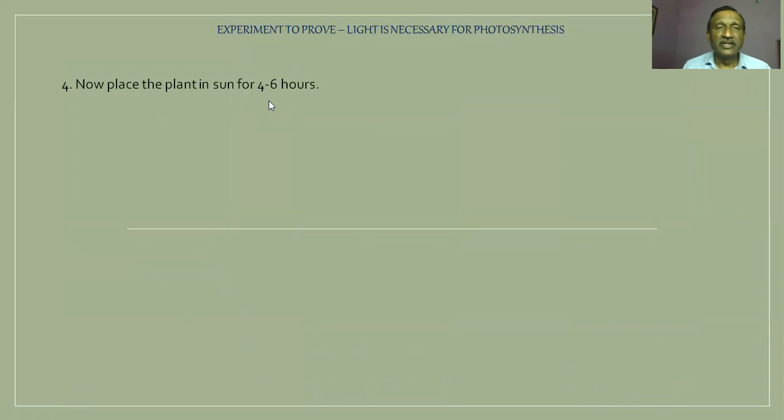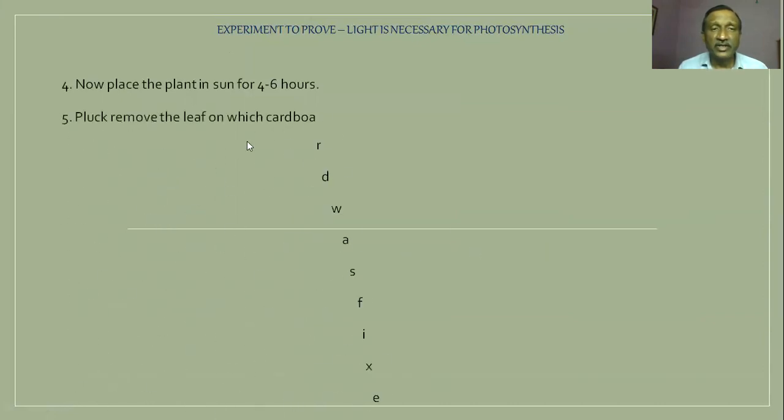now place the plant in sun for 3 to 4 to 6 hours. During this phase, that is when the plant is kept in the sun, the photosynthesis will take place as the light will be falling onto the plant. Now pluck and remove the leaf on which the cardboard was fixed, that is the experimented leaf that we have to pluck.